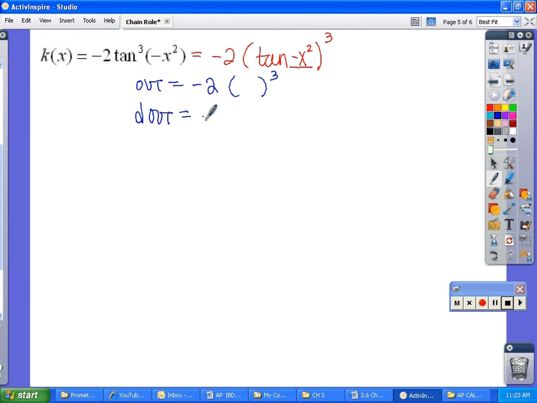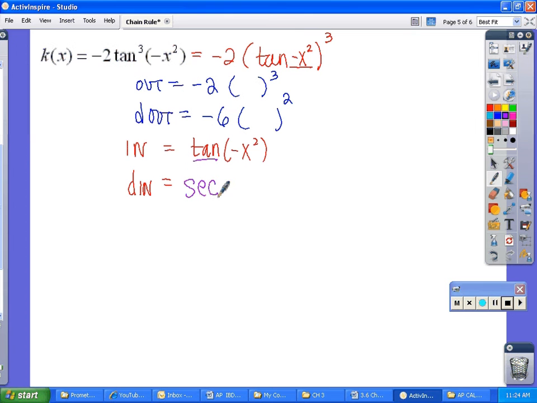The inside function is tangent of negative x squared. So I'll put the parentheses back for this one. And the derivative of the inside would be a chain rule. Here's my outside function. The derivative of tangent is secant squared. Leave my inside exactly the same as you saw it before. Multiply by the derivative of the inside, which is negative 2x.